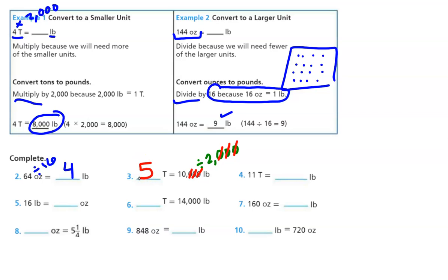Okay? So now for number 4, I can tell that I'm going to a smaller unit. So because I'm going to a smaller unit, remember there's going to be more of these guys, so I know that's going to be multiplication.